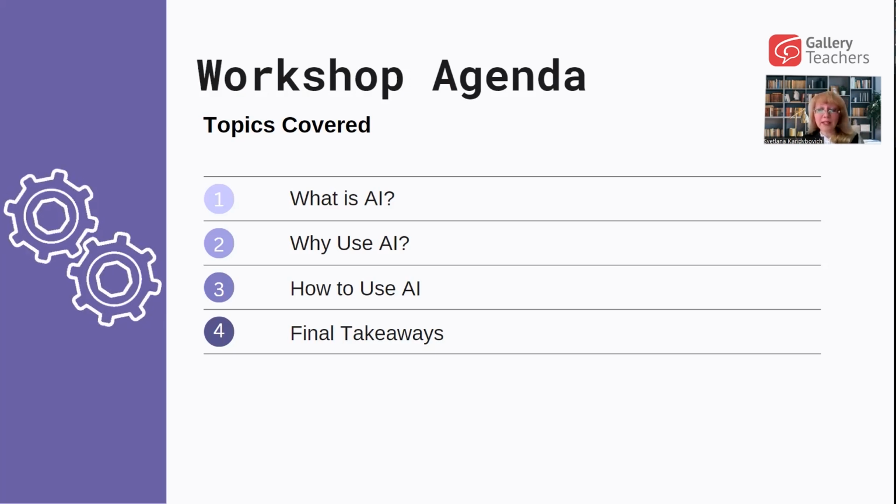Today we'll cover three main questions. What is AI? We'll delve into the topic of AI and its rapid growth. You'll learn about various AI tools available. Then we'll explore why using AI is beneficial for teachers and learners, what you can do with its help that you wouldn't be able to do without it. And finally, we'll tackle the question of how to use AI. I'll showcase a few tools and provide some tips on how to use them effectively.